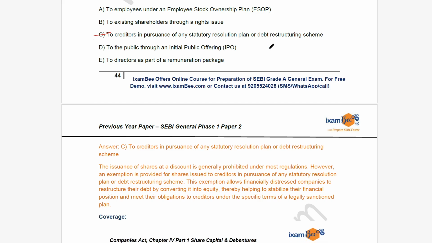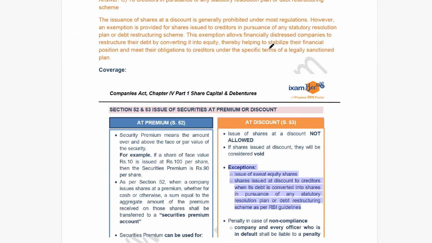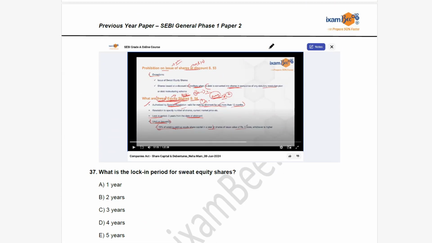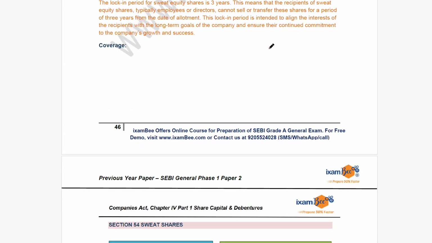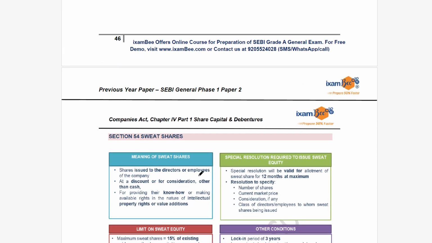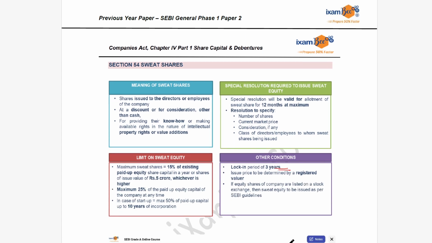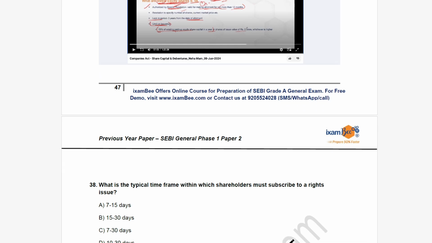The shares that you issue to creditors in pursuance of any resolution plan or restructuring plan that has been approved. Okay, so this was also covered and discussed in our notes and classes. The lock-in period for sweat equity is 3 years, a factual direct question. If you had read it, you will know it, right? So it is a very, very important point. That's how we make summaries in pictorial forms and easy to remember forms so that you can remember and revise them quickly and prepare 50% faster.